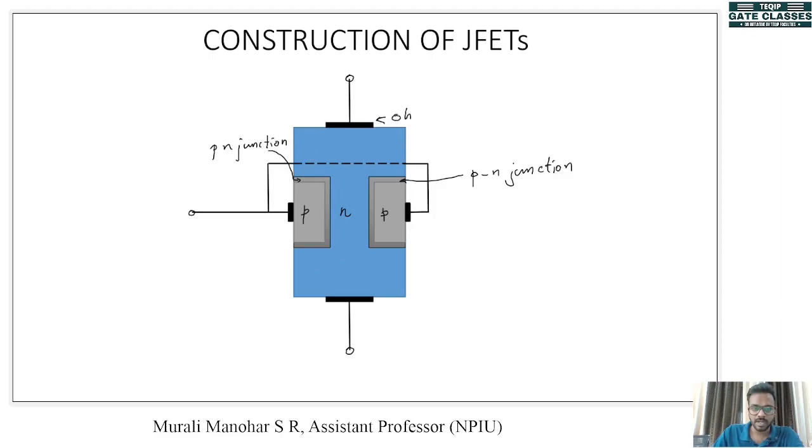The top end of the N-type material is connected through an ohmic contact, and here we have a lead, and this terminal is called drain. We'll be using the letter D to denote drain. And at the bottom part of this N-type material, there also we have an ohmic contact shown by this black color, and there also we have a terminal, and this terminal is called source.